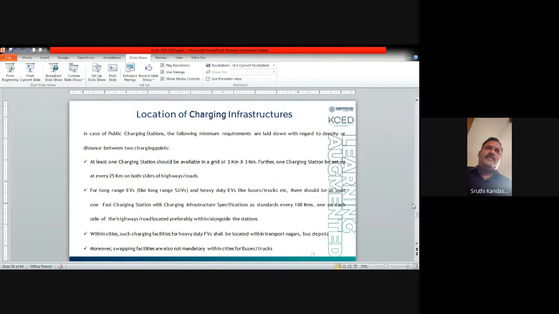Location of charging infrastructure. In case of public charging stations, the following minimum requirements are laid down with regard to density and the distance between two charging points. At least one charging station should be available in a grid of 3 by 3 kilometers. Further, one charging station should be set up at every 25 kilometers on both sides of highway roads. For long range EVs and heavy duty EVs like buses and trucks, there should be at least one fast charging station with the charging infrastructure specified as standards every 100 kilometers, one on each side of the highway roads. Within cities, such charging facilities for heavy duty EVs shall be located within the transport nagars, bus depots, etc.